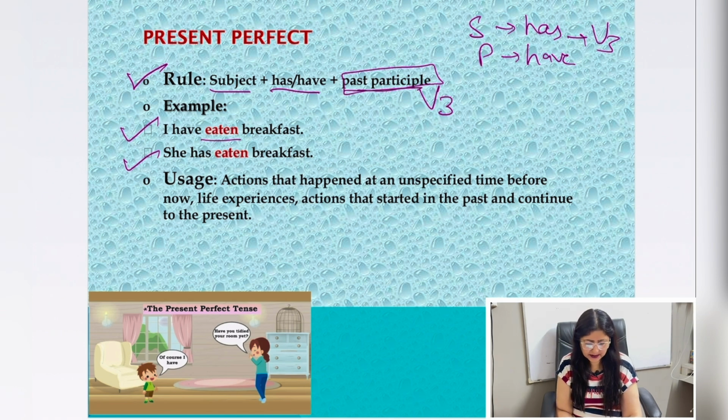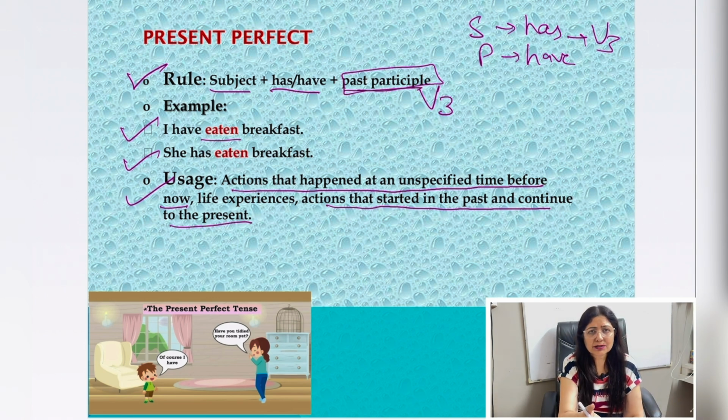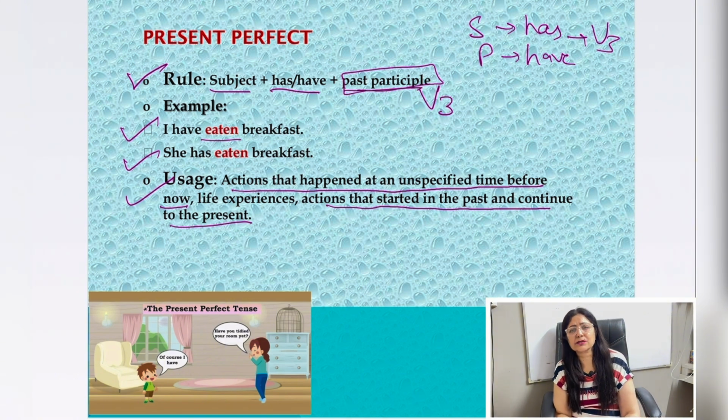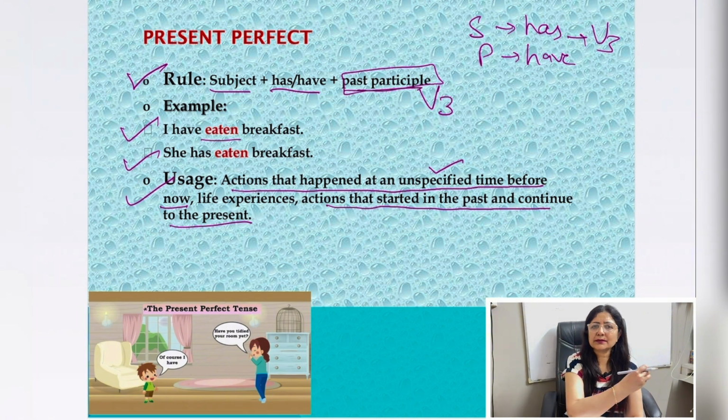Now where do we use this tense? Actions that happened at an unspecified time before now, meaning an action that started in the past and continues to the present. I have just taken breakfast, now I am giving you a lecture. I just completed that action. So for an action that is completed, but its impact is at present also, we make use of present perfect tense. At an unspecified time also, or about your life experiences or anything that happened just before, you can make use of present perfect tense.